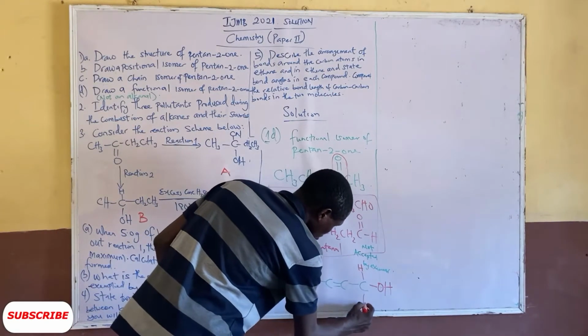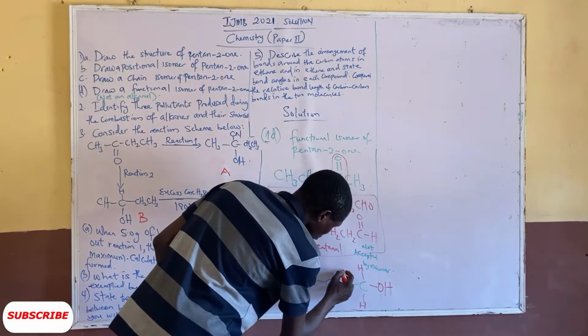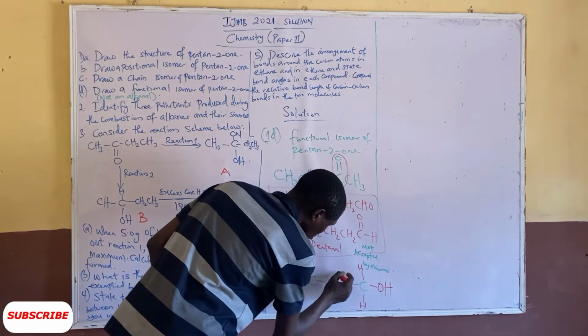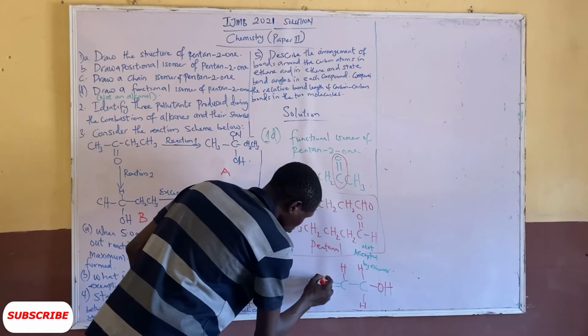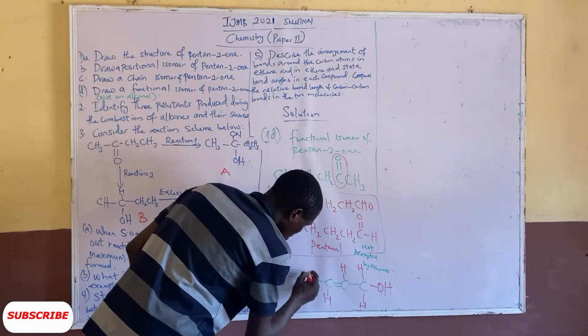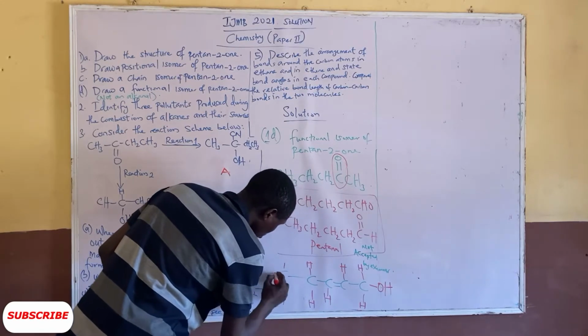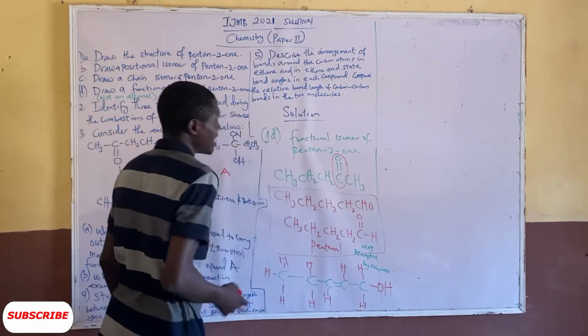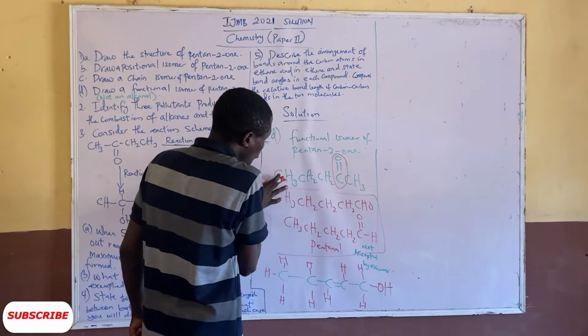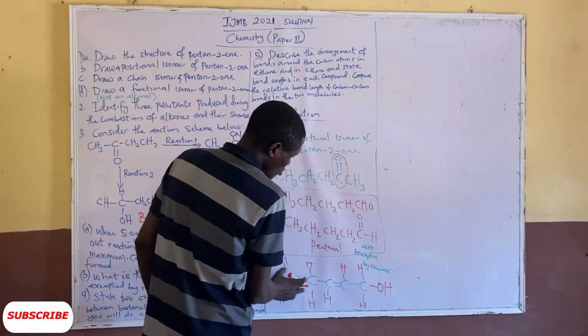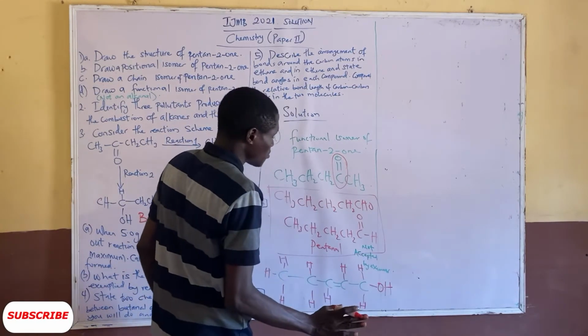Hydrogen here, hydrogen here. We have now this one 1, 2, 3. It's only one hydrogen that we can put. So let's put also this one hydrogen. This one we have 2 hydrogen, this one 2 hydrogen, 3 hydrogen here. So let's see whether it has the number of carbon: 1, 2, 3, 4, 5. So 1, 2, 3, 4, 5.